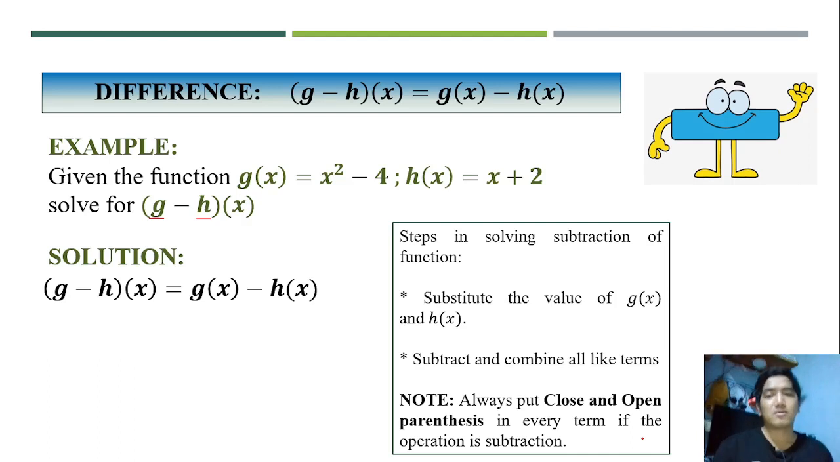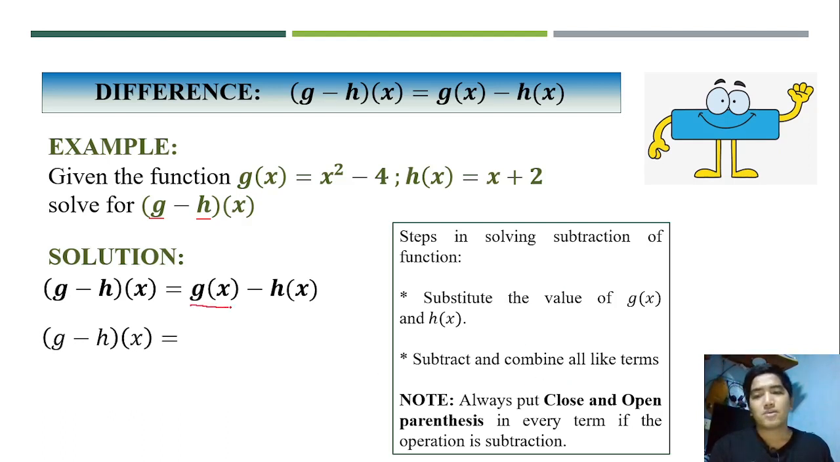Okay, so bakit nga ba natin nilalagyan ng open and close parentheses yung ating functions kapag subtraction? Okay, so para po madali nating ma-determine or hindi maghalo-halo yung ating negative sign dun sa ating subtraction sign. Okay, so ginagawa po yan para hindi malito sa pag-solve. Okay, so we have here the g minus h of x. So mag-ano lang muna tayo, substitute ng mga functions.